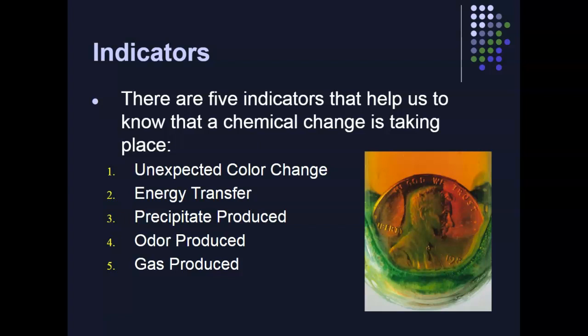You might experience an energy transfer. By that I mean you might be able to discern that there has been a temperature change. Things might have gotten hotter, they might have gotten colder. We might have a precipitate that is produced, and we're going to define a precipitate as a solid that is produced without freezing or without solidification. So a solid is produced as a result of a chemical reaction.